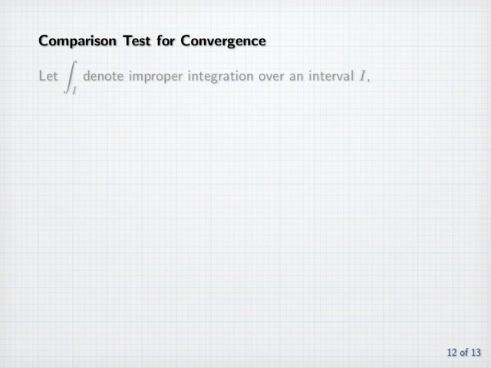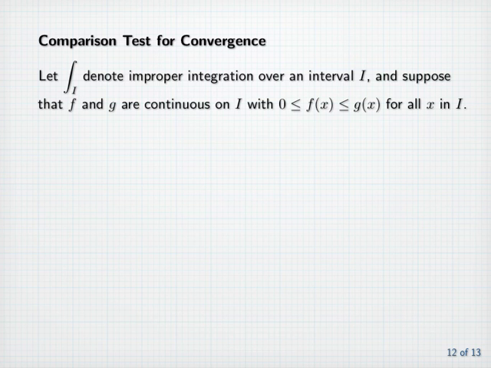Let's finish up here with a brief discussion of a comparison test for convergence. Let the integral sign with the subscript I denote improper integration over an interval I, where that interval might be bounded or unbounded. And let's suppose that f and g are continuous functions on I, with 0 less than or equal to f of x less than or equal to g of x for all x in I.